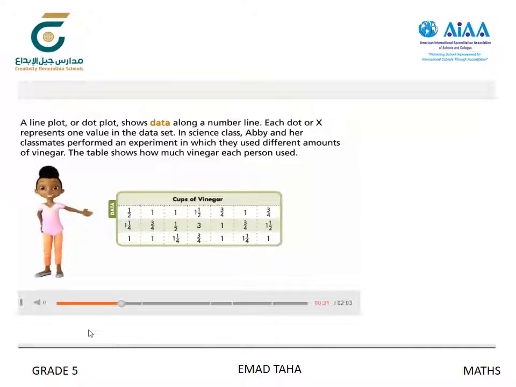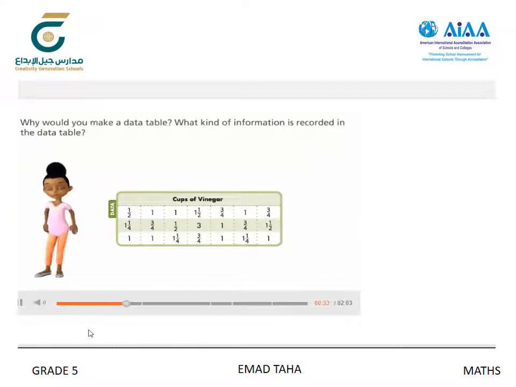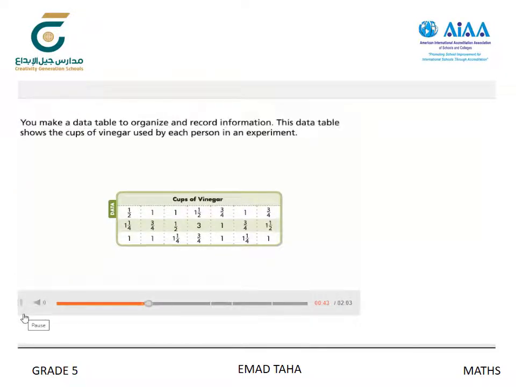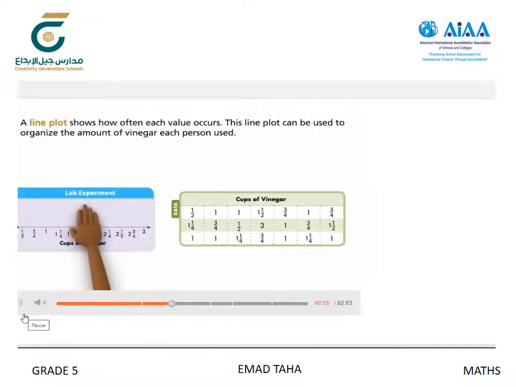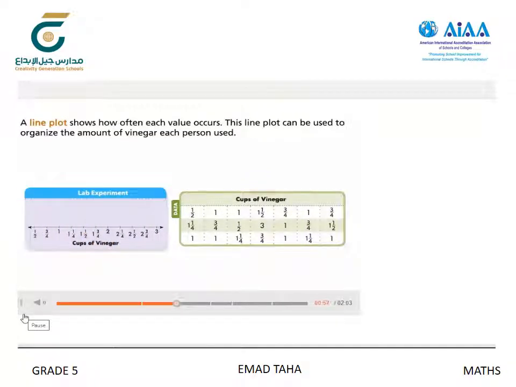Wow, science is fun! Why would you make a data table? What kind of information is recorded in the data table? You make a data table to organize and record information. This data table shows the cups of vinegar used by each person in an experiment. A line plot shows how often each value occurs. This line plot can be used to organize the amount of vinegar each person used.